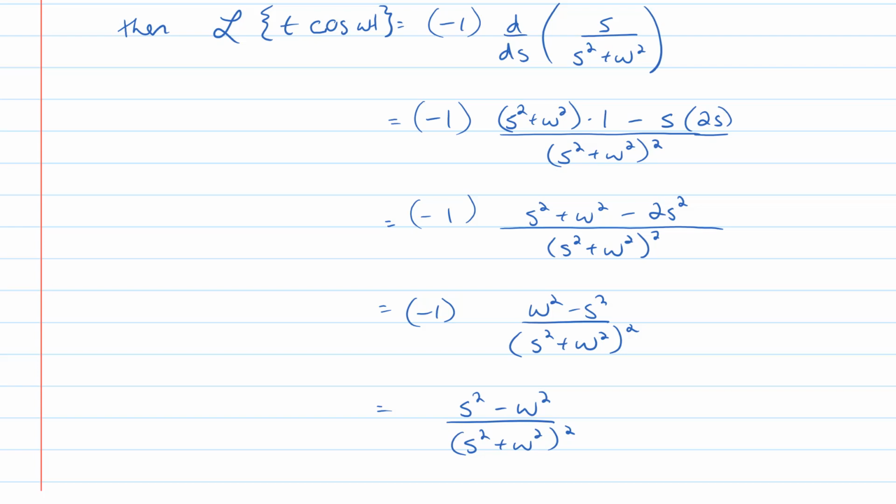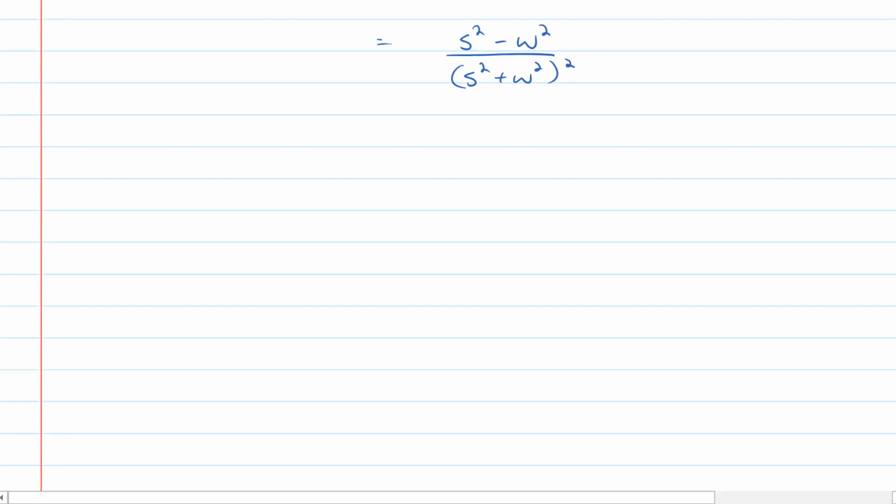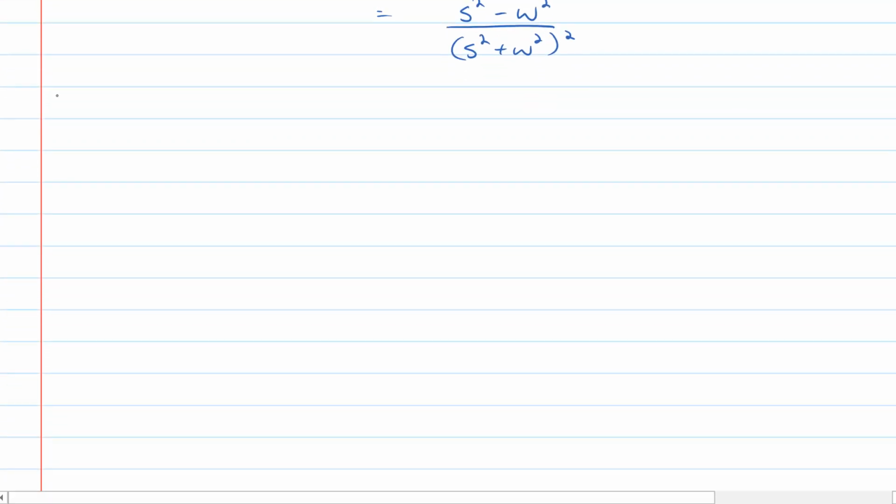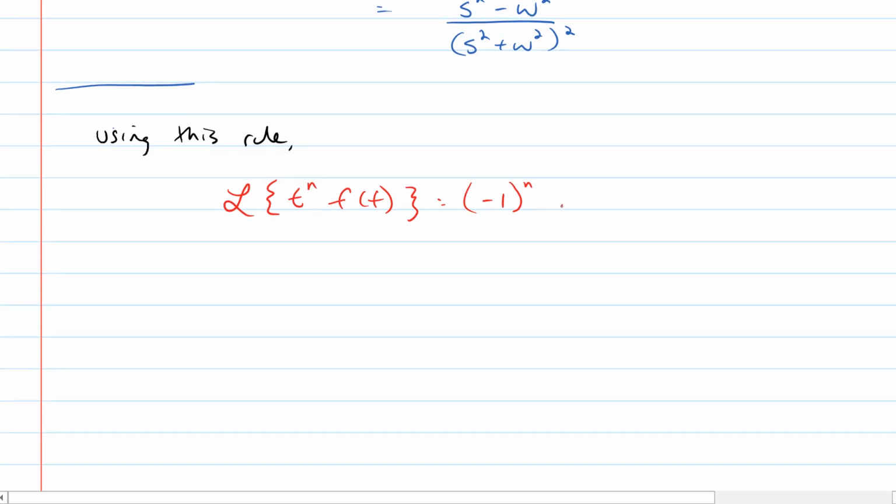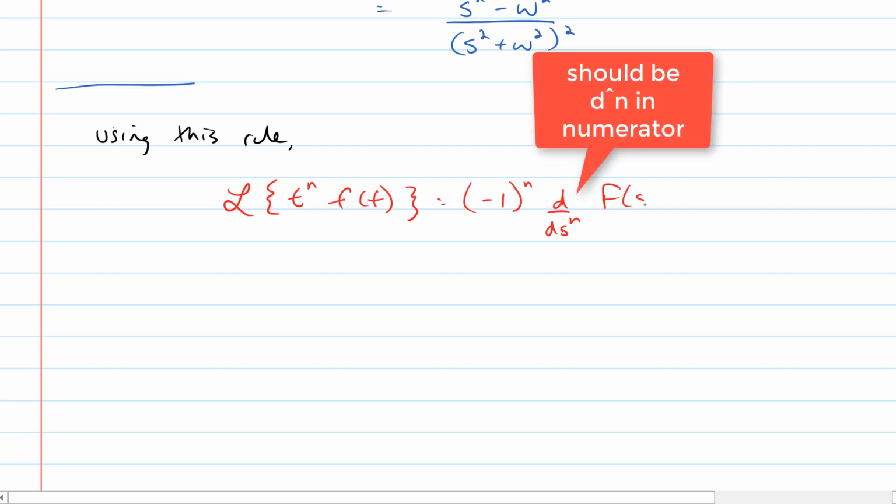Now, using this rule, let's do another example. I'm just going to scroll down here. Using this rule, and again, we're just talking about the first derivative here. So if we take the Laplace transform, oh no, let's write out the full thing. The Laplace transform of t to the n f of t is equal to negative 1 to the n, the nth derivative with respect to s of capital F of s.